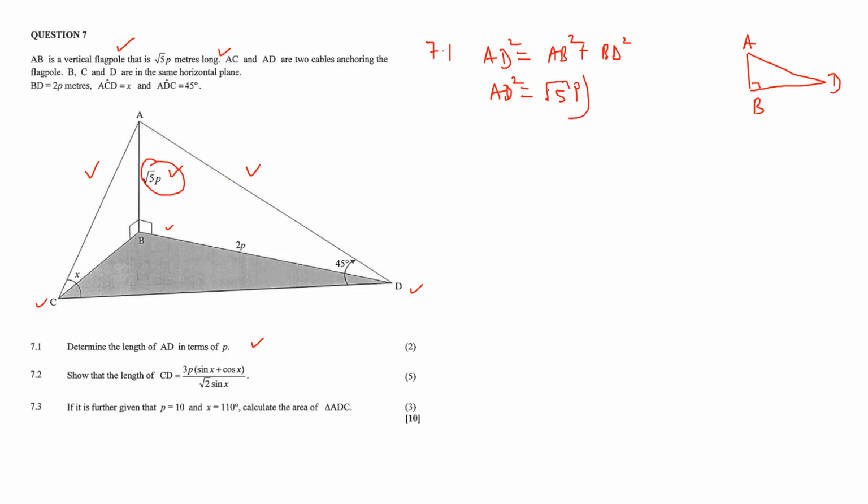You square it plus base BD, which is 2P. You square that. Right, so upon simplification, AD squared is equal to 9P squared. Taking the square roots of both sides, it means AD is 3P units.